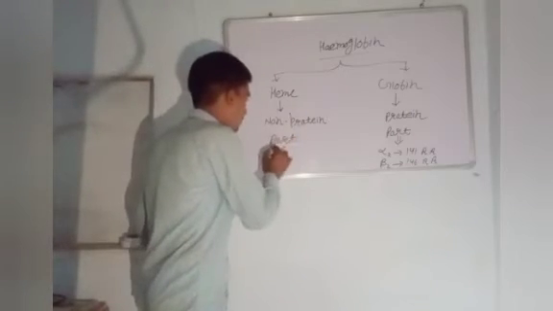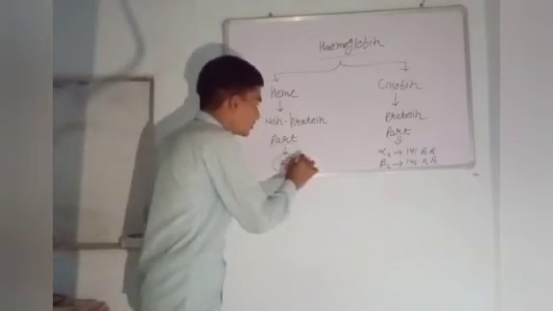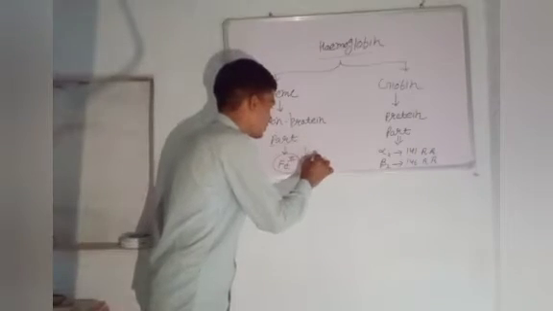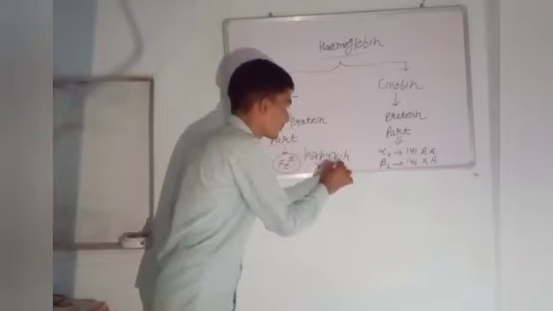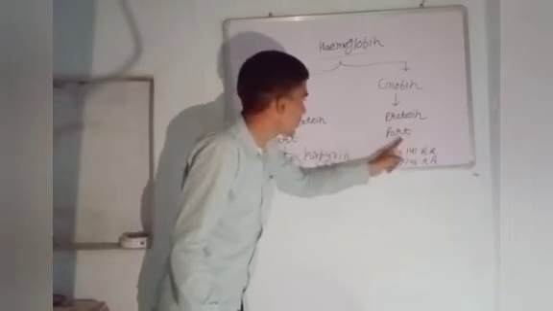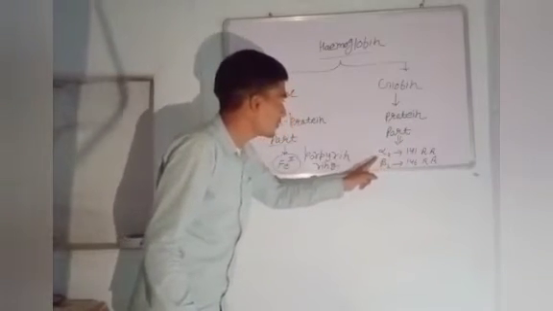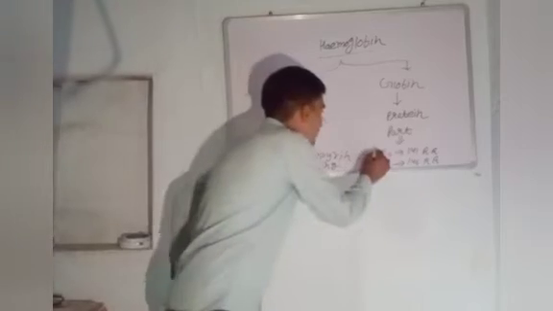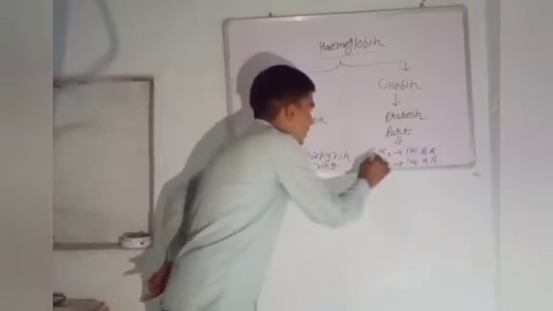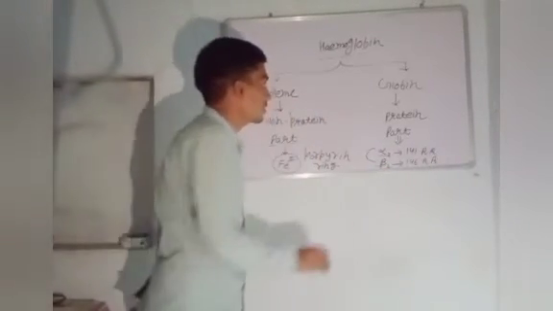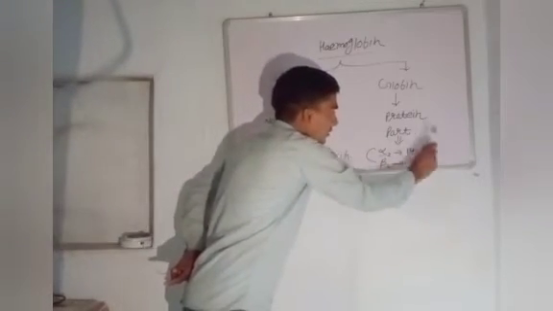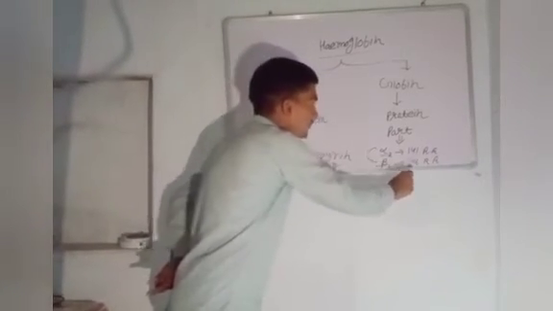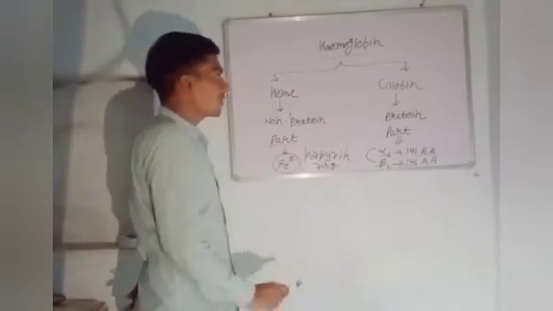Here the non-protein part is iron with the porphyrin ring system, and globin is the protein part, that is a tetramer of polypeptides, 2 alpha and 2 beta. Here each alpha unit contains 141 amino acids and each beta unit contains 146 amino acids.